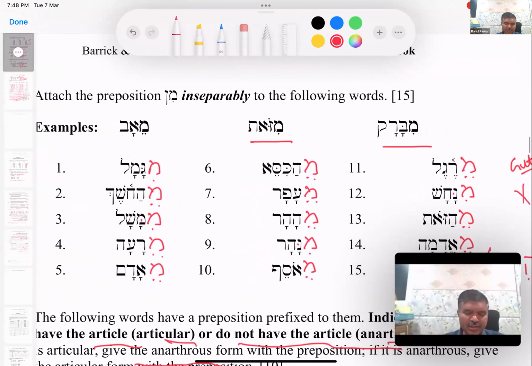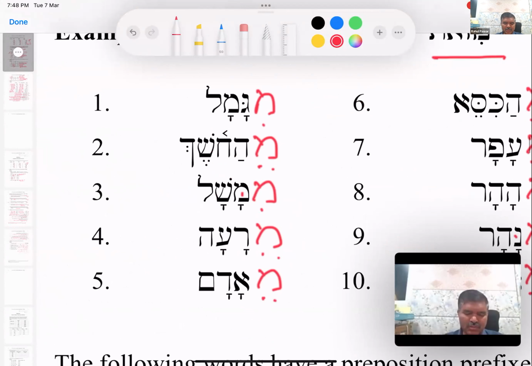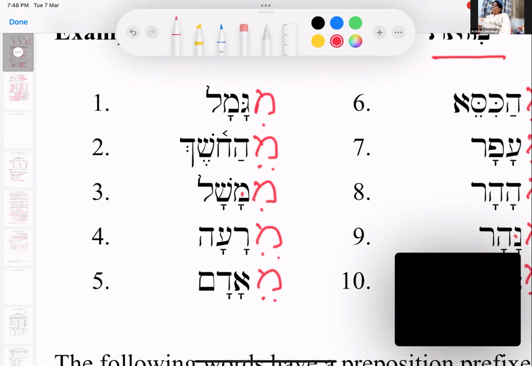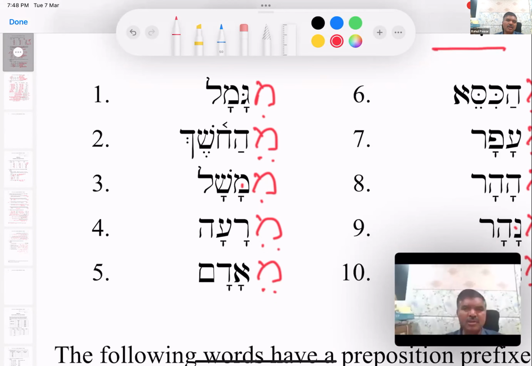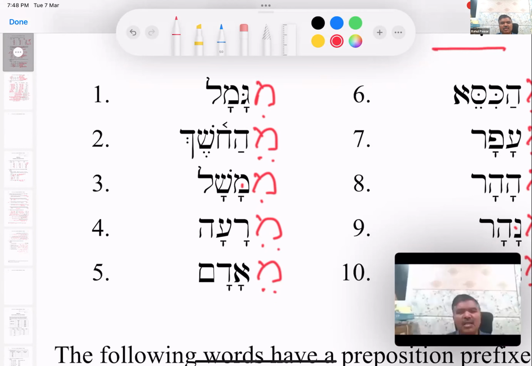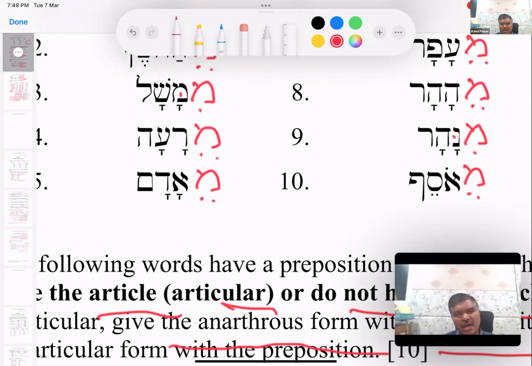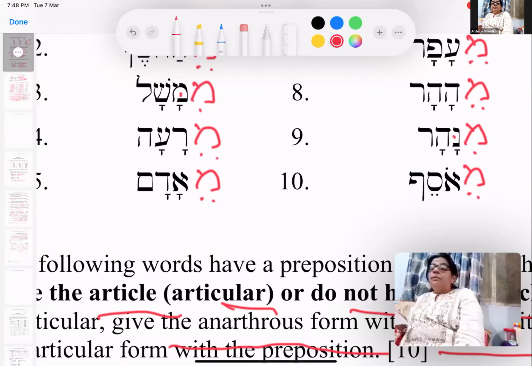Question C is, attach a preposition min inseparably to the following words. So the first one is Gamal. Mi-gamal. Hakoshik. Me-hakoshik. Mashal. Mi-mashal. Ra'a. Mi-ra'a, because of the guttural. Then Adam. Me-Adam.